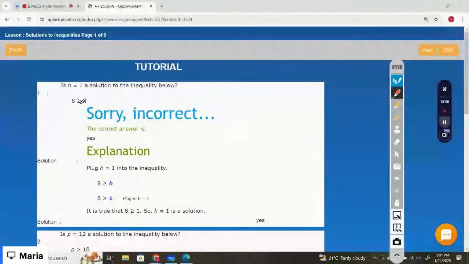Is h equals 1 a solution to the inequality below? The inequality is 8 is greater than or equal to h. You are given h equals 1, so replace h with the value. That is 8 is greater than or equal to 1. Yes, because 8 is greater than 1. So that means yes, 1 is the solution of the inequality.